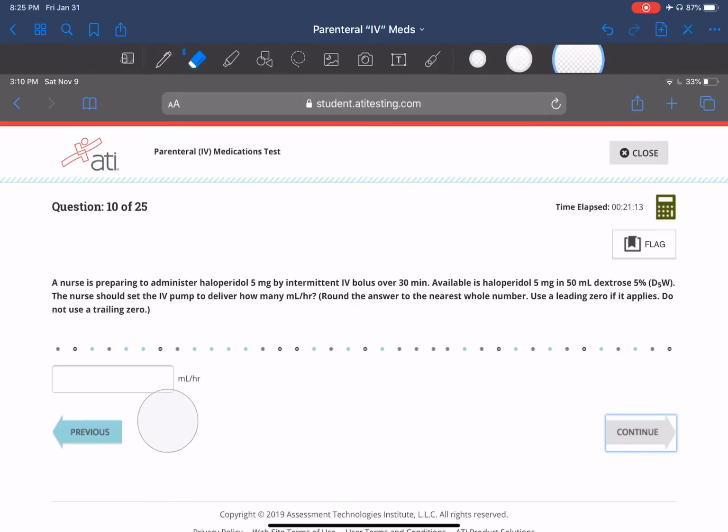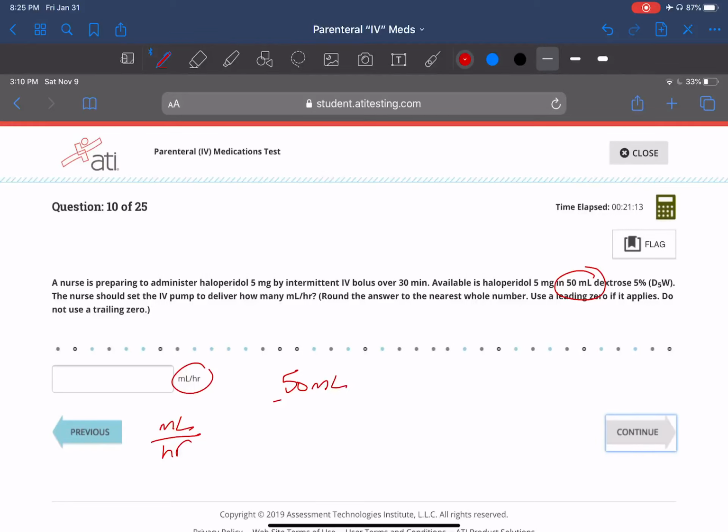So we're looking for the ml over hour. And our only ml in the problem is 50 mLs. And that is connected to the 5 milligrams. And where else do we have milligrams in the problem? We have it right here. And so for the train track method, if you have milligrams down here, you also need it up here. So we have 5 milligrams, and that is connected to our 30 minutes.